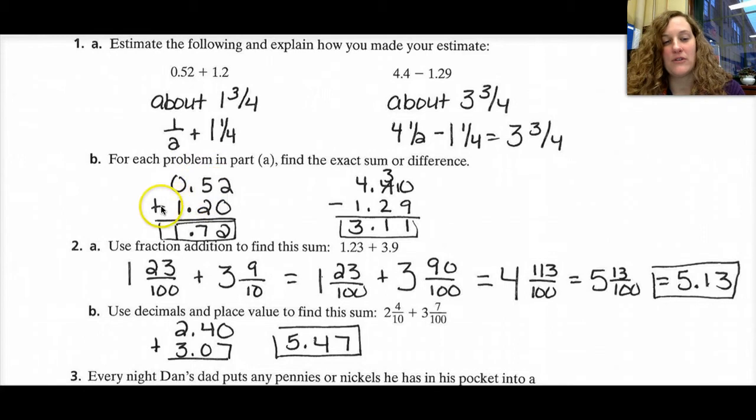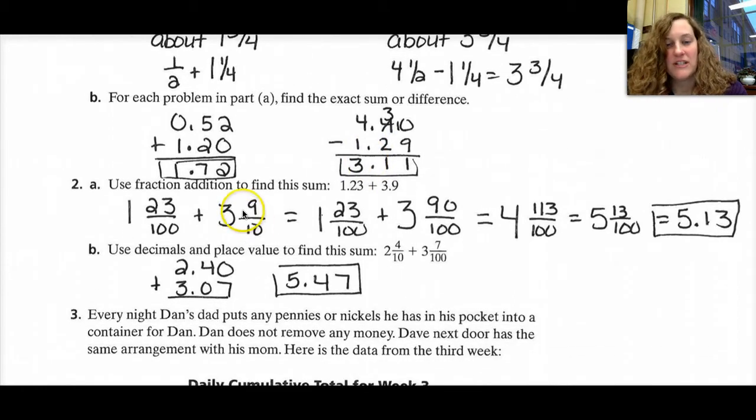So 52 hundredths plus 1 and 2 tenths is 1 and 72 hundredths. Same thing over here, 4 and 4 tenths becomes really 4 and 40 hundredths, so you can subtract it right. Minus 1 and 29 hundredths gives you 3 and 11 hundredths.